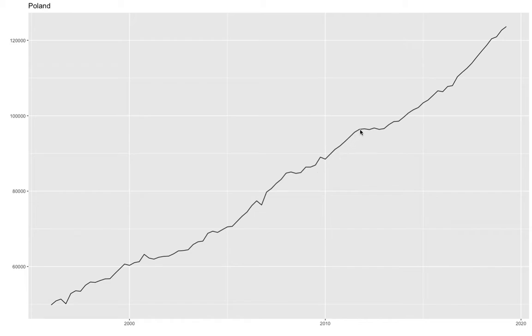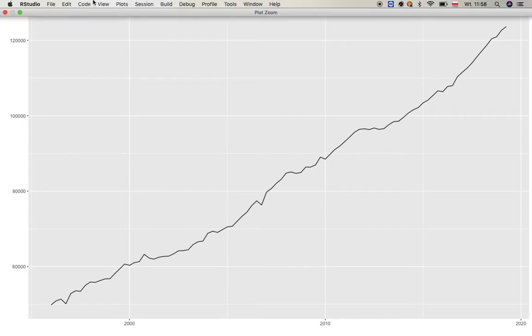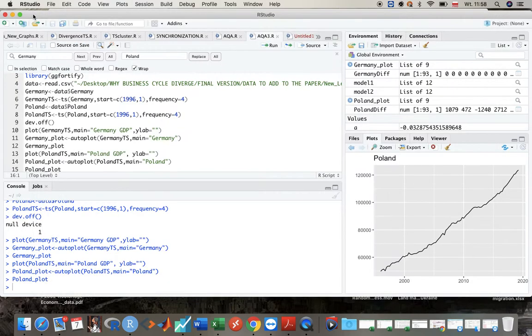We probably see more of a slowdown afterwards, but still, this graph almost resembles a straight line. Now look, let's compare the two on one plot.